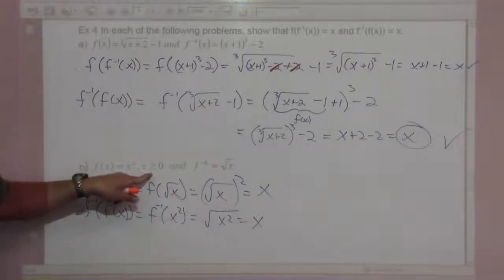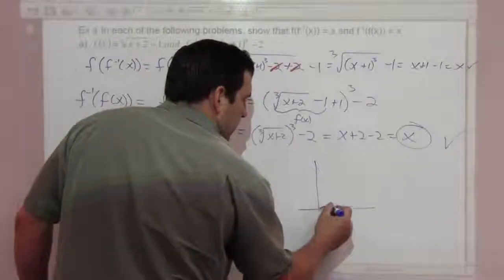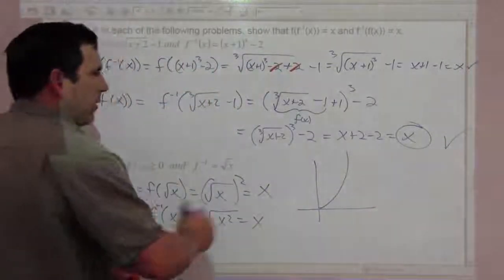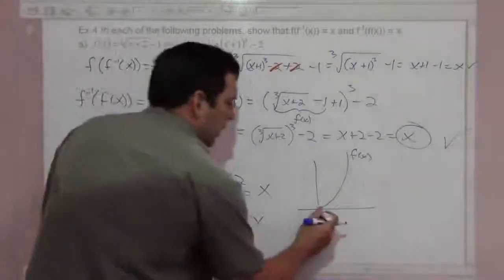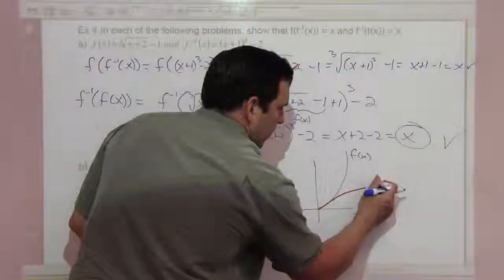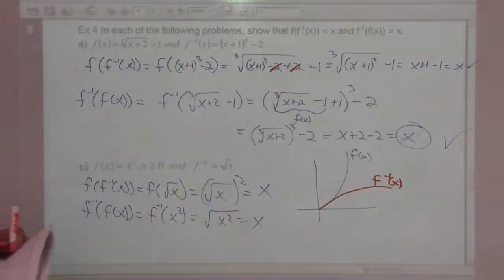Now what's important to remember here is this: they restrict the domain to being just the positive values of x. So our graph of the original function looks like this, and the graph of the inverse function looks like this. Okay, I'm going to go on to the next one.